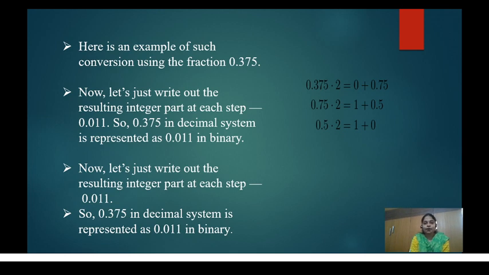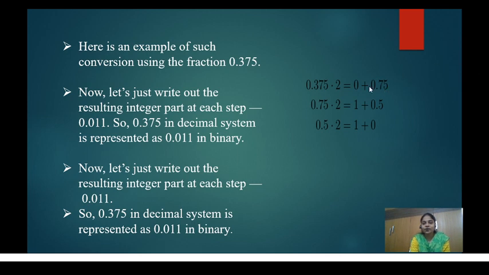Here is an example. 0.375. You have to convert it into binary. This is the decimal fraction. So what you have to do, first multiply by 2 and you will get 0.75. 0 is the integer part and 0.75 is the fractional part.